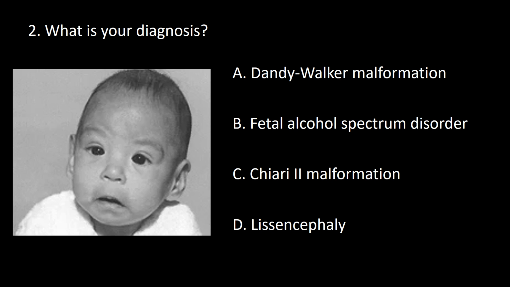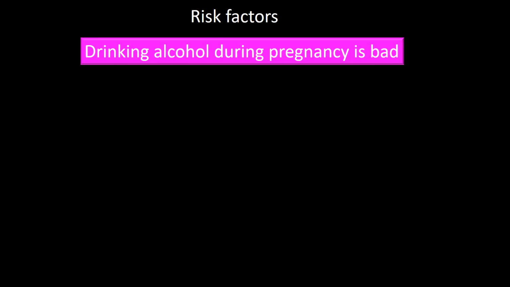A. Dandy Walker malformation. B. Fetal alcohol spectrum disorder. C. Chiari type 2 malformation. D. Lissencephaly. Drinking alcohol during pregnancy, especially before the mother knows that she is pregnant, leads to fetal alcohol syndrome.